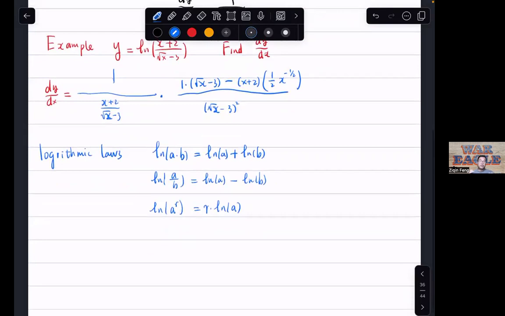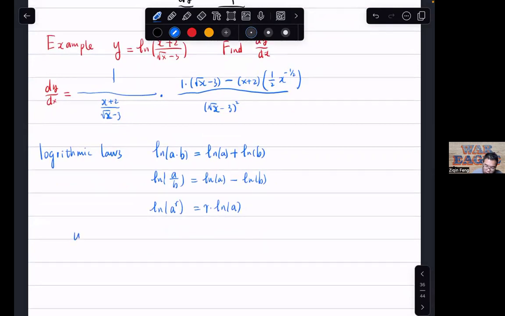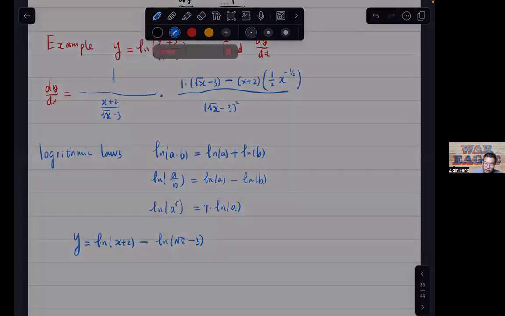So you can change a product or a quotient to a sum or difference. So you don't have to use the quotient or product rule, right? You just use the sum or difference rule. And the quotient or product rule is a little bit more complicated than the sum or difference rule. So that's why we want to simplify our function first, right? In this case, our function is basically natural log of (x plus 2) minus natural log of root x minus 3, right? So these two are the same by applying our logarithmic laws.